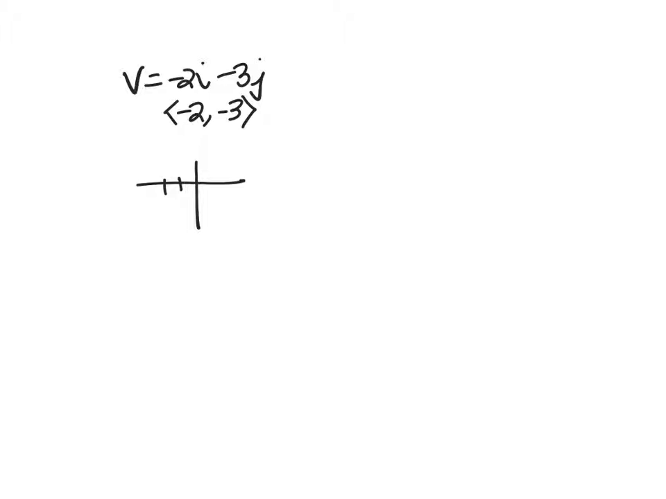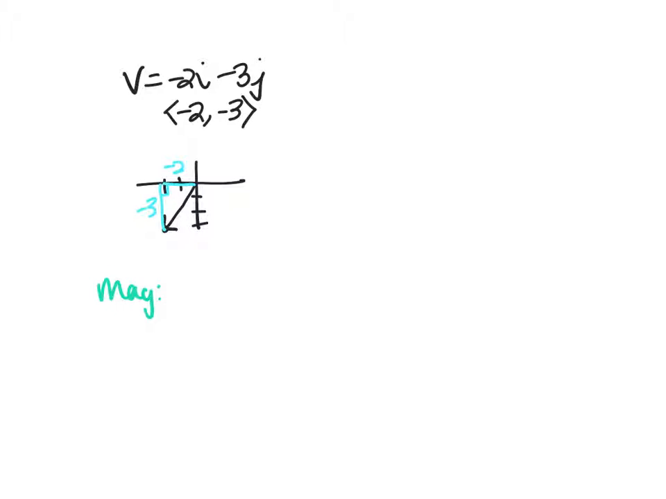So if we go left 2, down 3, that's what our vector V looks like. And we can draw the triangle that goes with it. We know we went left 2, -2, down 3. So the first thing we need is the magnitude.